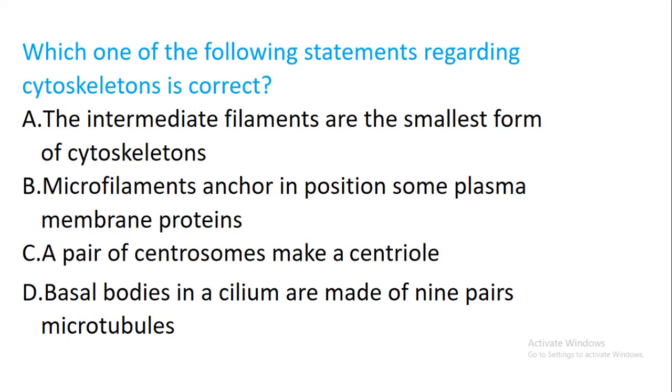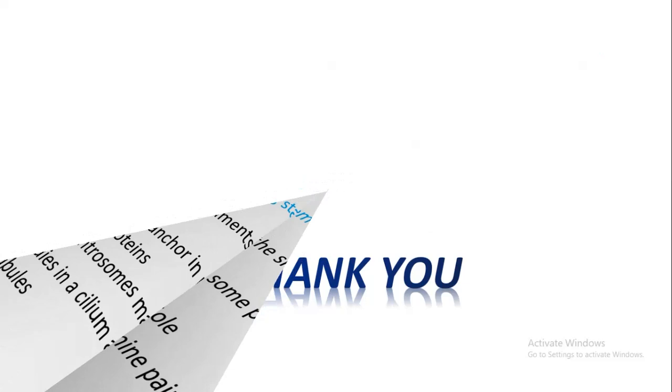Which one of the following statements regarding the cytoskeleton is correct? The intermediate filaments are the smallest. No, this is wrong. Remember what I said. The smallest are the microfilaments. And these intermediate filaments are the ones which play a role in the support of the organelles. Then microfilaments occur in position with some plasma membrane protein. I think I can go for this one, which is my answer in this case.